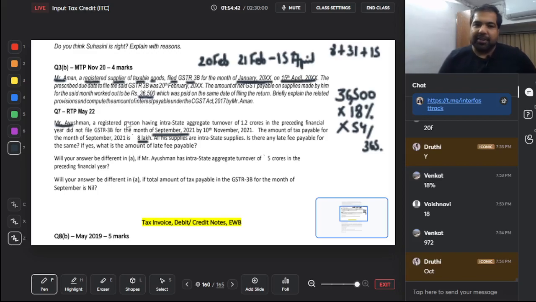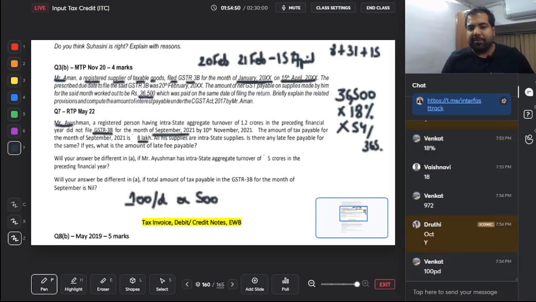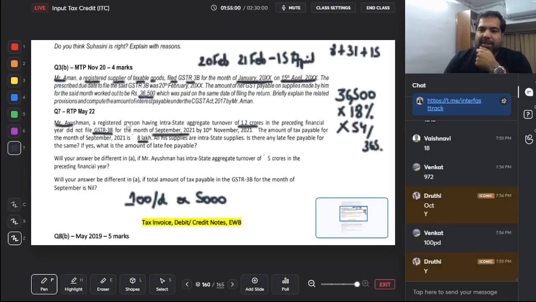Guys, is there a late fee for GSTR 3B? Yes, 100 rupees per day or 5,000. But has that been rationalized now for 1.2 crore turnover, guys? Yes, it is maximum 1,000. Do you remember 250 into 4? Yes. So his turnover last year is 1.2 crores, so he will be in that bracket.